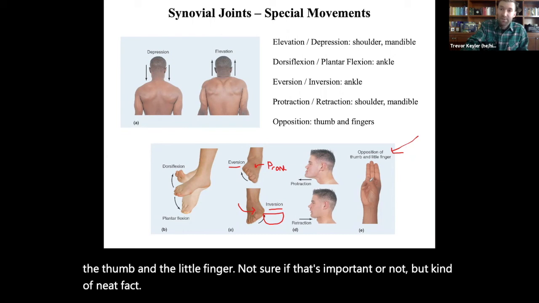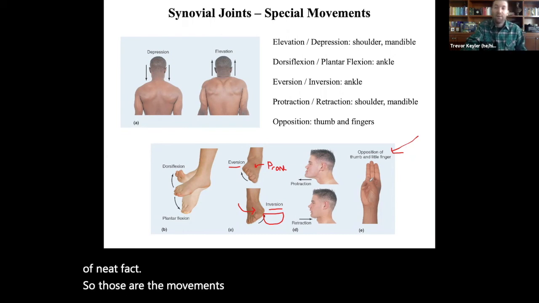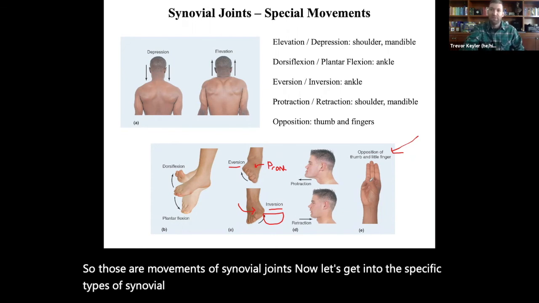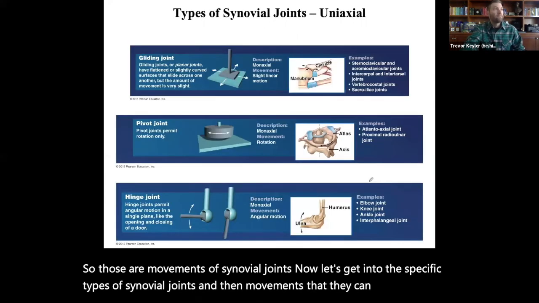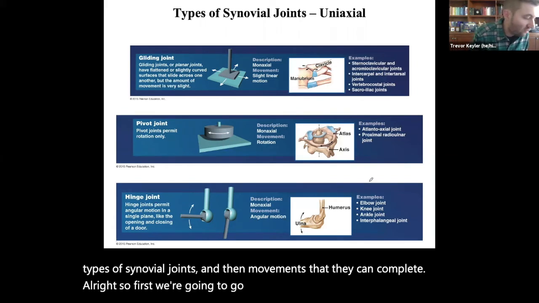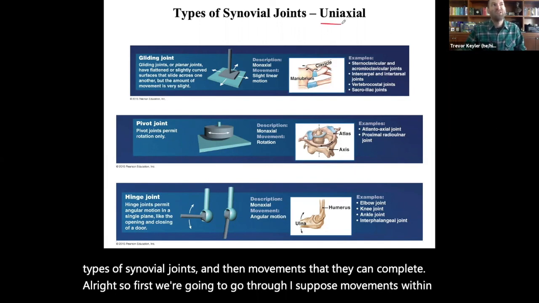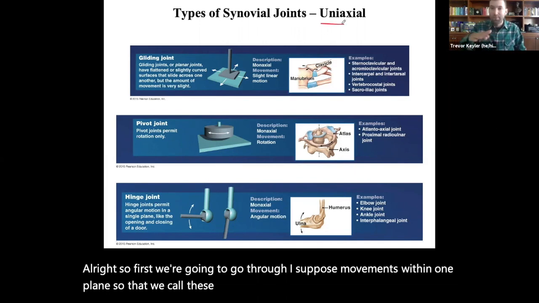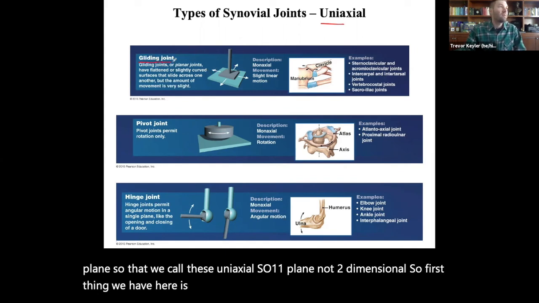So those are the movements of synovial joints. Now let's get into the specific types of synovial joints and then the movements that they can complete. All right, so first we're going to go through, I suppose, movements within one plane. So we call these uniaxial. Okay, so one plane, not two-dimensional. So first thing we have here is a gliding joint. Okay, and you should know these joints.